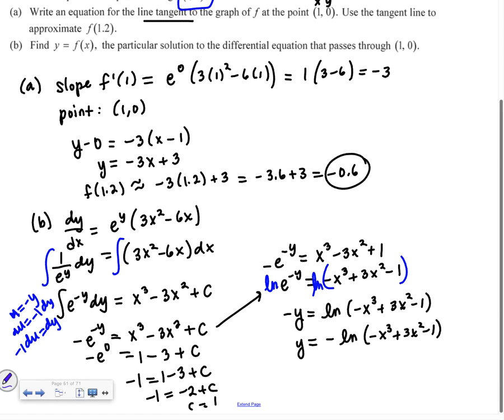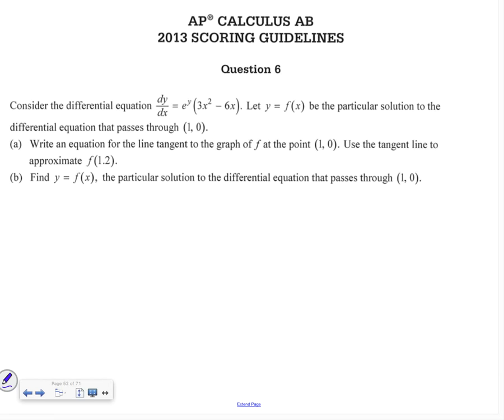All right, and then the last thing we usually say is if we have natural log of that, we know it can't be negative and it can't be 0. So we would always just say negative x cubed plus 3x squared minus 1 has to be greater than 0. And sometimes the domain, as you know, is much nicer. It'll be like x is greater than 2. But in this case, don't waste time solving for that. They didn't ask for the domain in part B, so they probably don't care, but it's just making sure that you still have it. All right, so scoring.